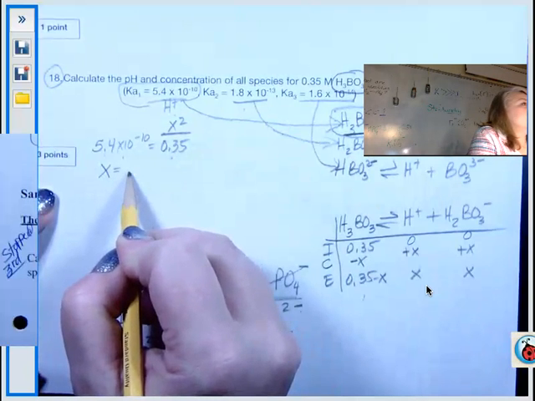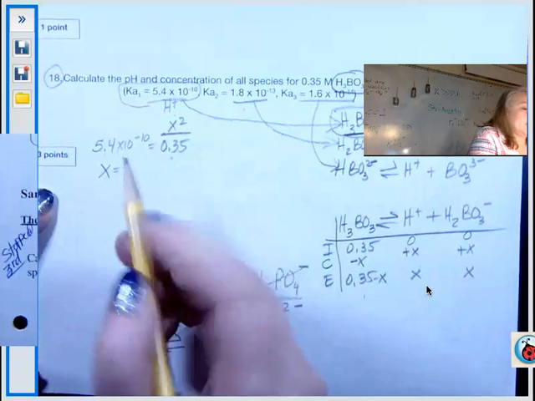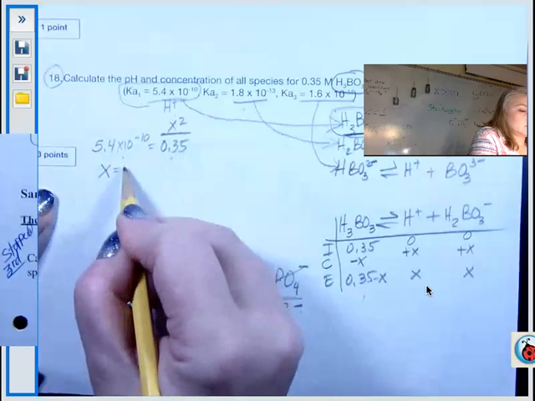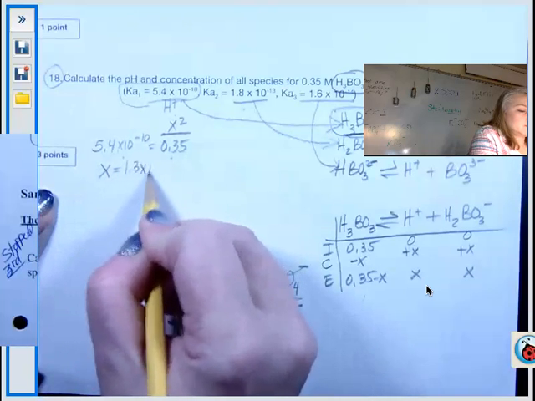Do y'all have your problem set 2 out right now? Are y'all looking at that? Do y'all have a number for x? Yeah, the x was 1.37 times 10 to the negative.